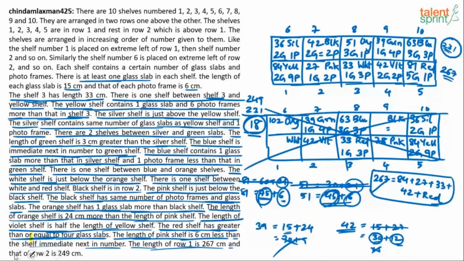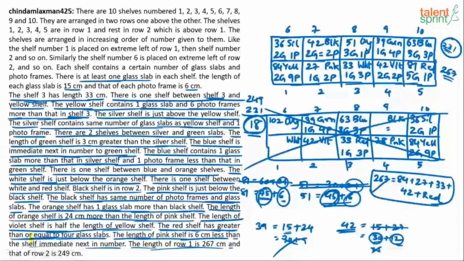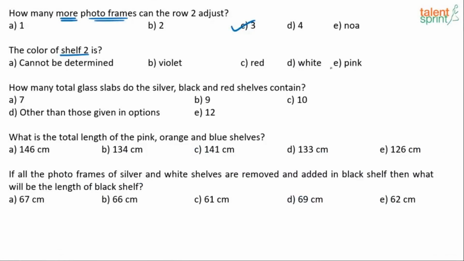Anyway, let's look at the remaining questions. So row 2 can have 3 photo frames extra. The color of shelf 2 is... The color of shelf 2. Oh, colors we have done long back. Color of shelf 2 is pink. Pink, pink. Yes, pink is there.